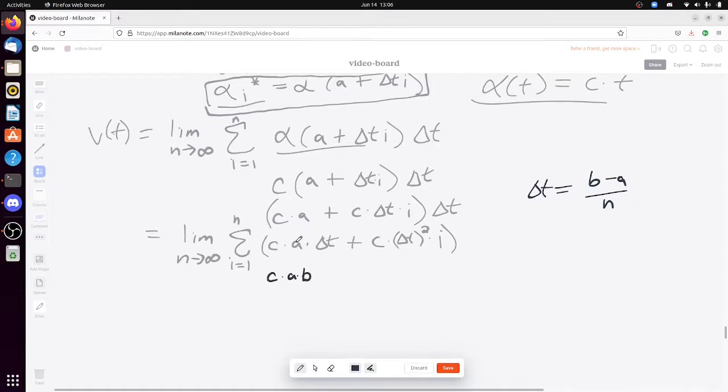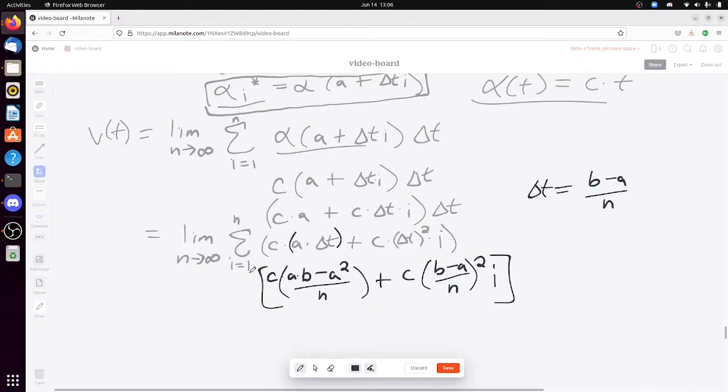And actually, I'm just going to keep the c on the outside. So we're just going to do this for now. So that's obviously going to be ab minus a squared over n. Okay. And I'm going to do the same thing with the c over here. Keep it on the outside just for simplicity. Now we're looking at b minus a over n squared times i. And here's the new expression. And this is all in the summation, which is all in the limit.